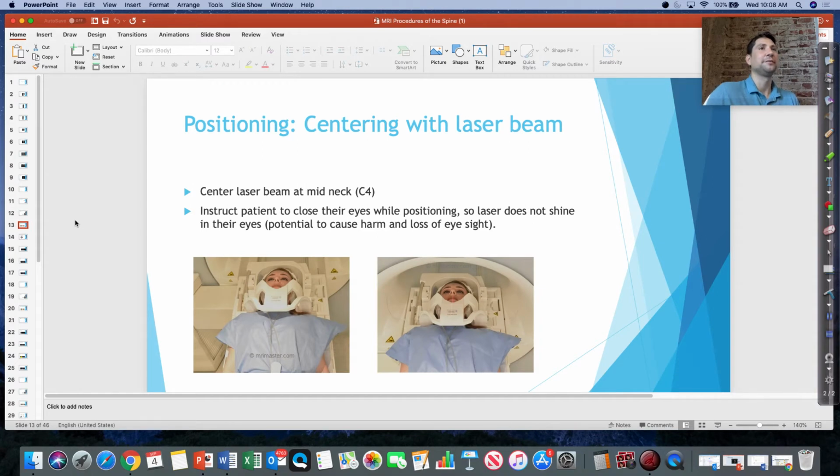Centering, very similar to X-ray, C4, right? We center pretty much everything for X-ray at C4, so why change it up for MRI? Right in the middle of the neck. You could look for that thyroid cartilage there. Hyoid bone. Center right there. Make sure that you instruct the patient to close their eyes, make sure not to blind them.